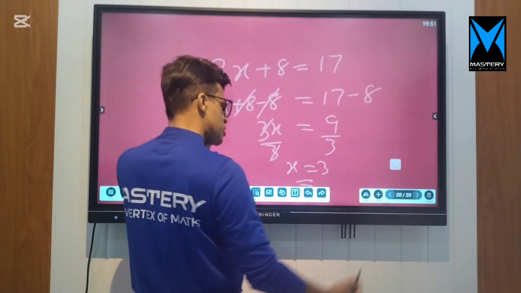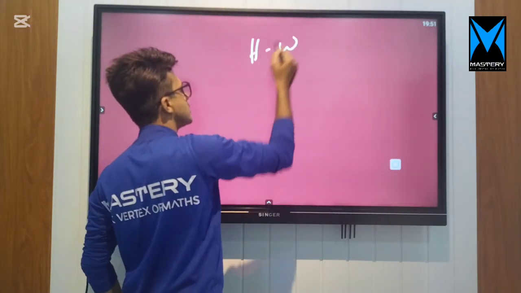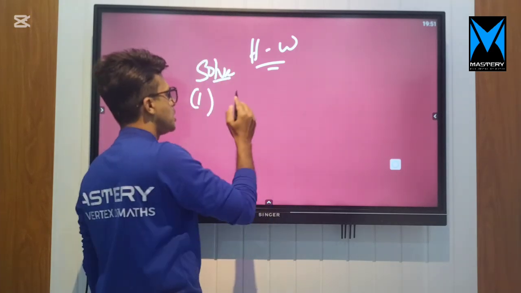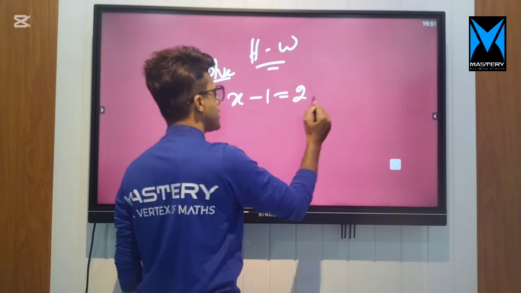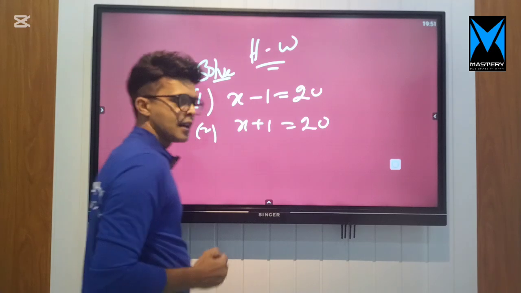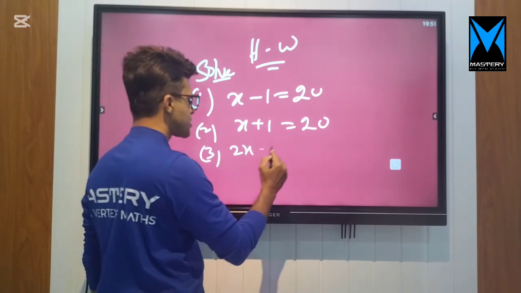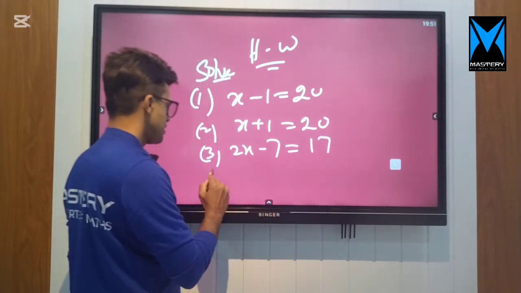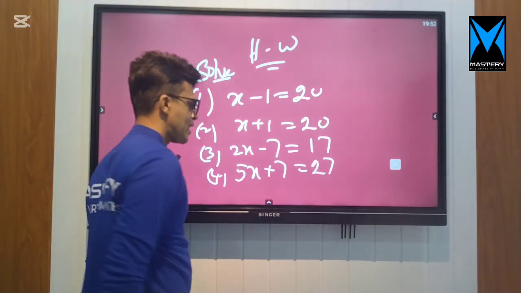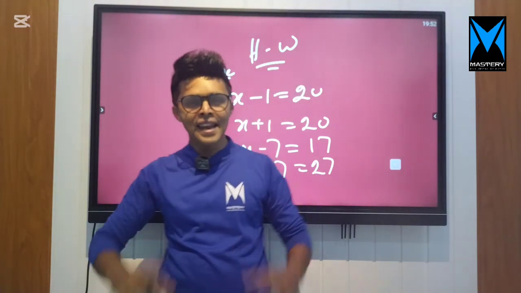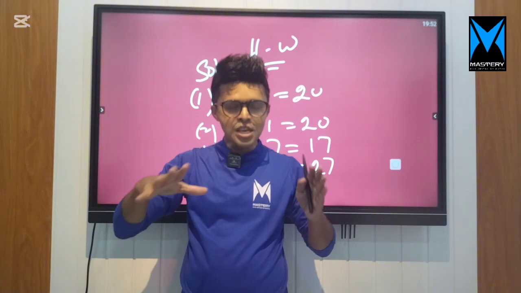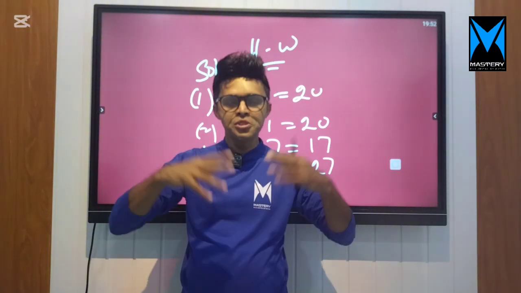So I'll give you some sums to do at home. Homework: solve these equations. First, x minus 1 equals 20. Second, x plus 1 equals 20. Third, 2x minus 7 equals 17. Fourth, 5x plus 7 equals 27. You could do these sums, and you need to practice by thinking and working for yourself.